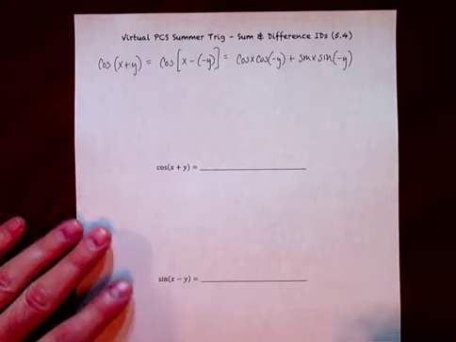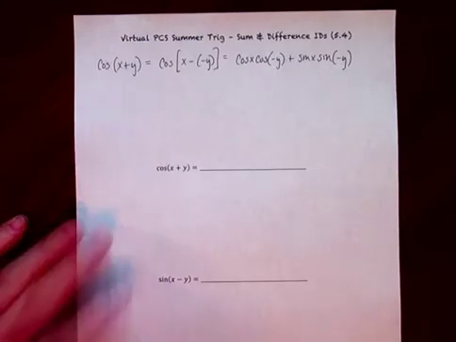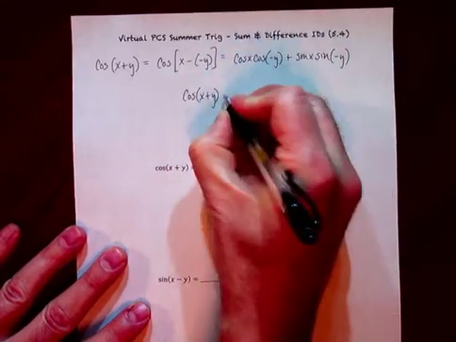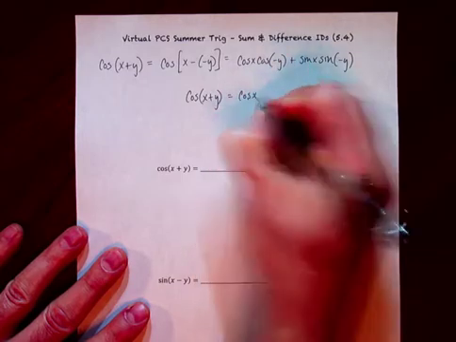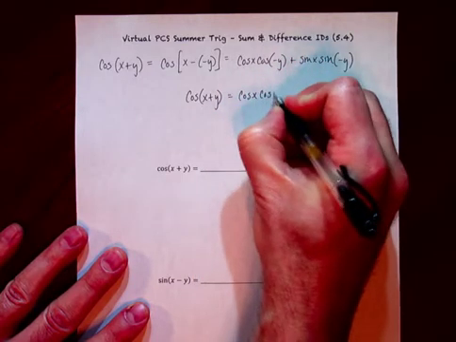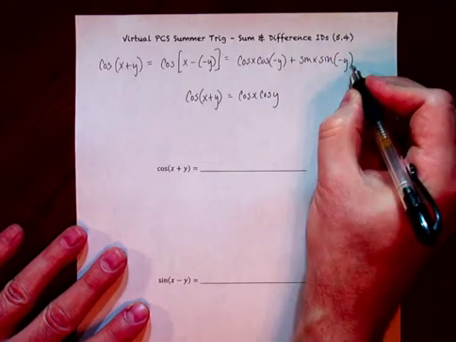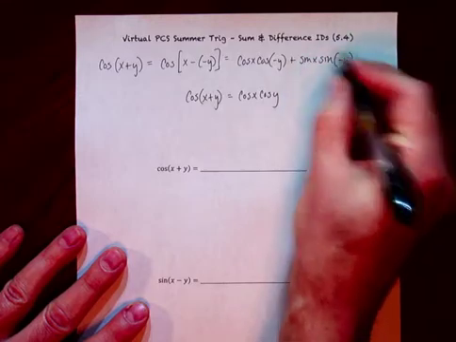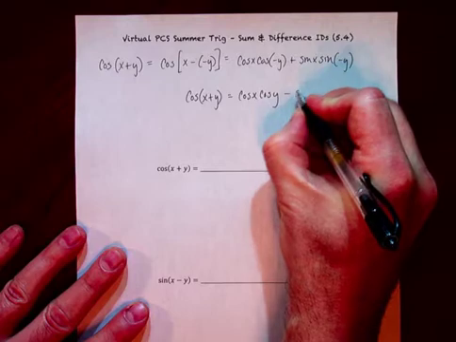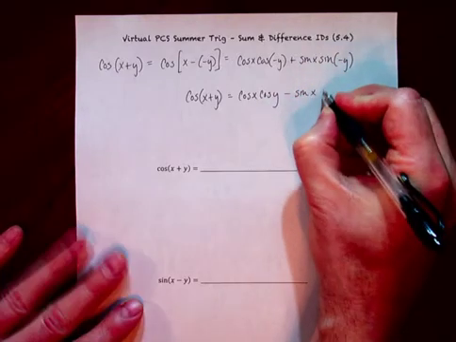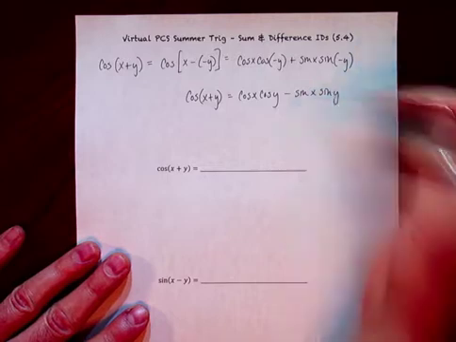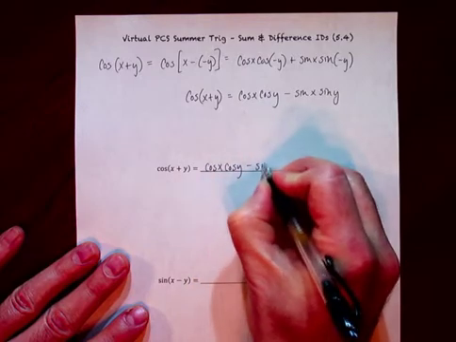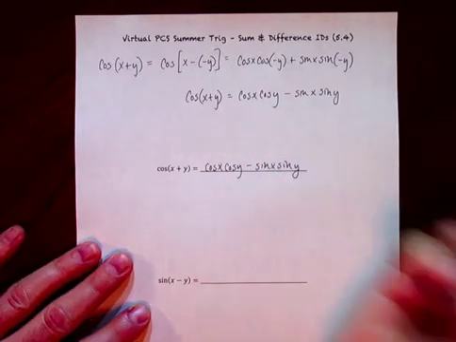Now the great thing about cosine of negative y and sine of negative y is we already know our even and odd identities, okay? I know that cosine is even, so cosine of negative y is the same thing as cosine of y. But I also know that sine is odd, so sine of negative y is going to be negative sine of y. And as a part of this term, it's going to change the sign to negative for that entire term. And I'm going to get cosine x cosine y minus sine x sine y.